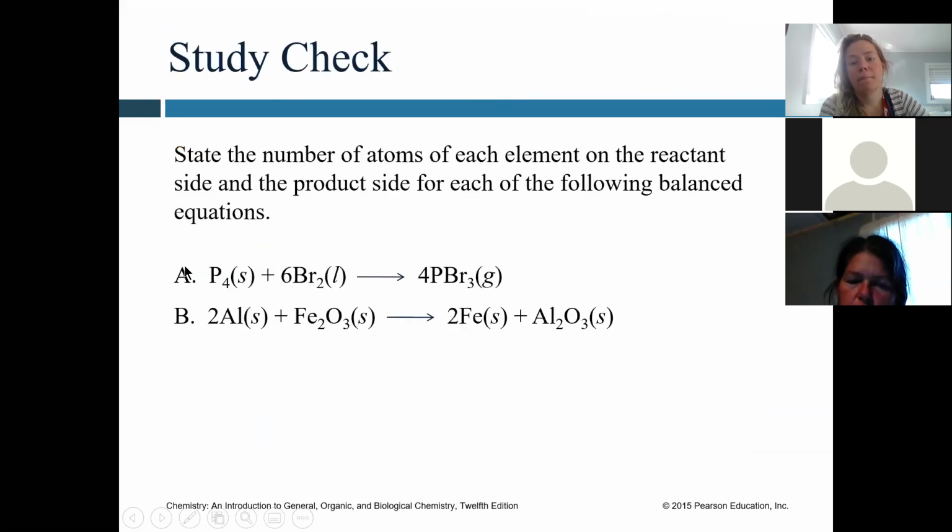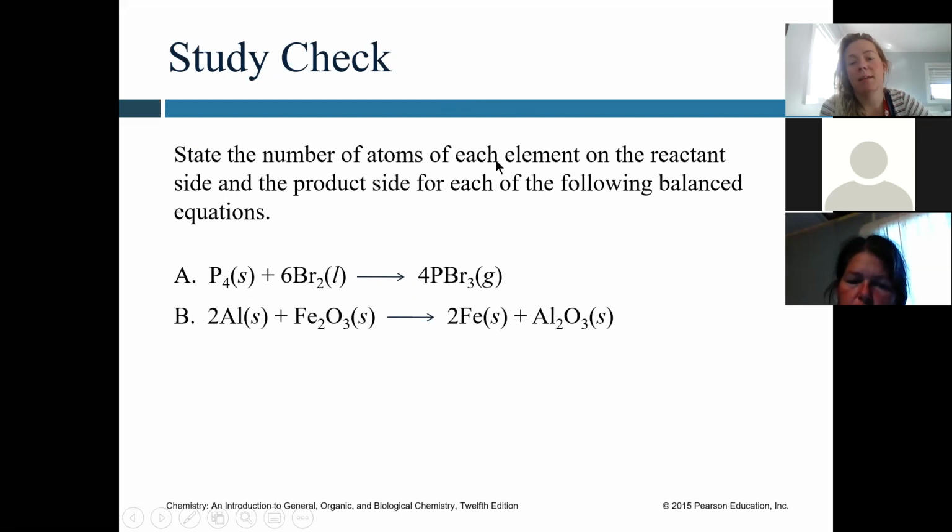So again, couple things that help out with balancing. Balance metals before non-metals. Also, if you ever have a free element, so something that exists by itself on one side, balance that at the end, because it usually kind of fixes everything else. So this here, these are already balanced.